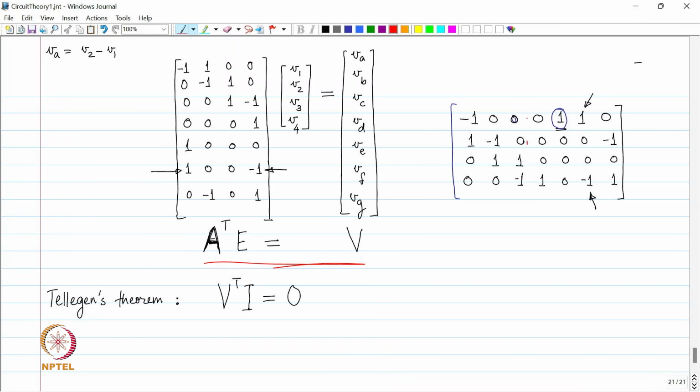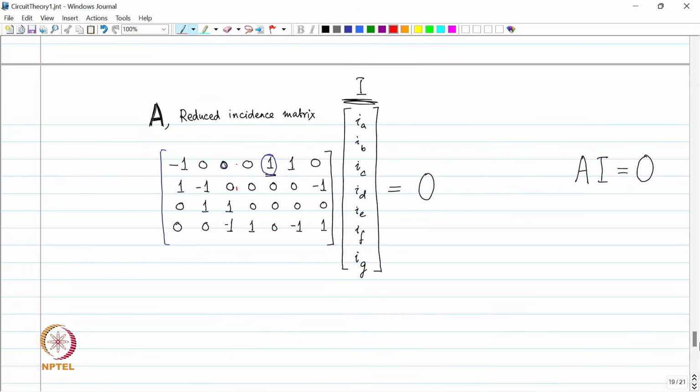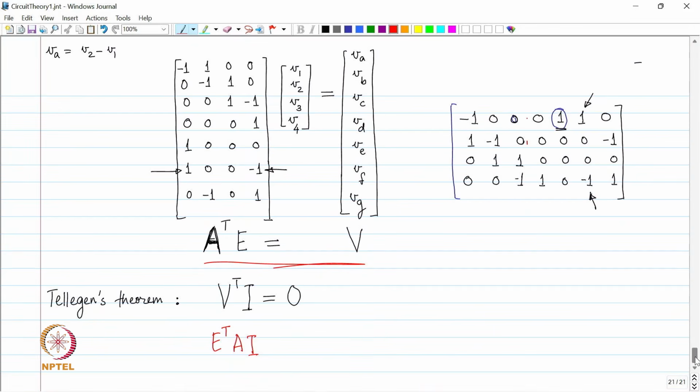all right. So, therefore, V transpose is nothing but E transpose into A, and then times I, right, and in the previous page you have got what? You have got A I is equal to 0 because of KCL. So, therefore, it is equal to 0. So, the proof is ridiculously straightforward, okay. It is too easy in fact.